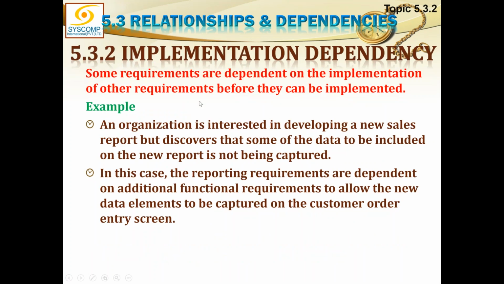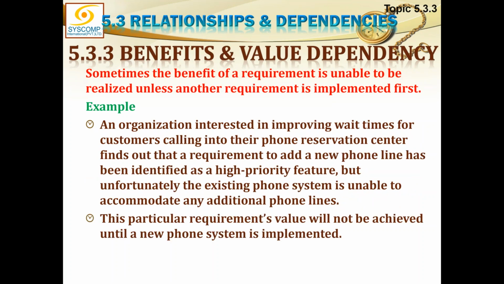Some requirements are dependent on the implementation of other requirements before they can be implemented. As we were discussing already, an organization is interested in developing a new sales report but discovers that some of the data to be included on the new report is not being captured. In this case, the reporting requirements are dependent on additional functional requirements to allow the new data elements to be captured on the customer order entry screen. So, these are two requirements which have to be fulfilled in a specific order, and only then can we take certain steps. Otherwise, there is no way we can take any steps.